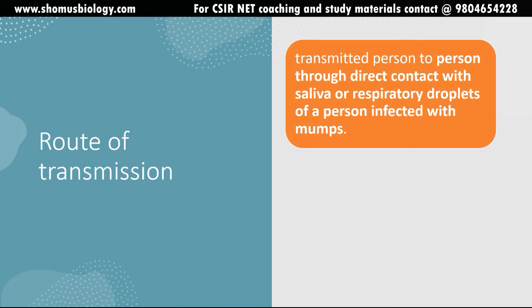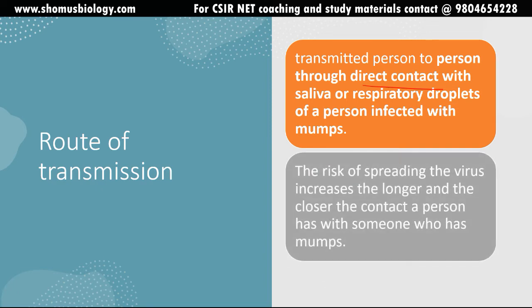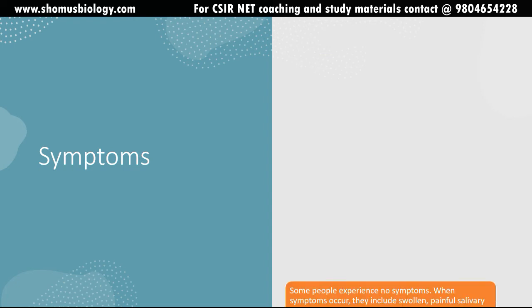What is the route of transmission? It is transmitted from person to person through direct contact with saliva or respiratory droplets. So anything related to sneezing and coughing releases respiratory droplets into the air, and they can be deposited on a surface, and if a person touches that surface and then touches the face, that person will get this disease. The risk of spreading the virus increases the longer and the closer the contact a person has with someone who has mumps disease.